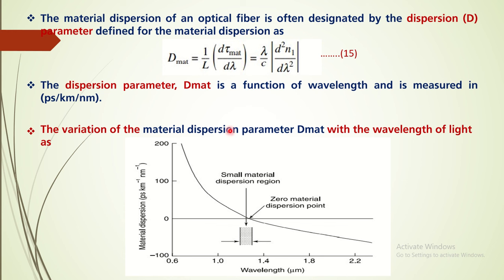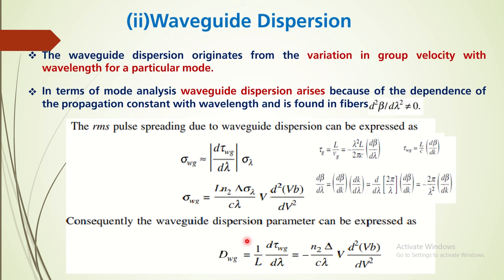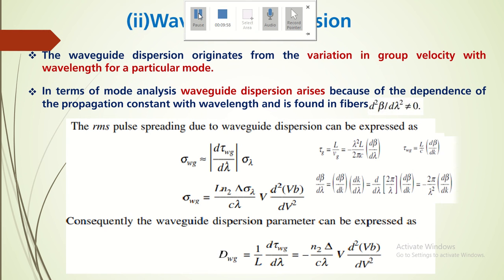The variation of the material dispersion parameter D mat with the wavelength of light is shown in this figure. When your source is operated at a wavelength of 1.3 micrometers, your dispersion will be very low. In other words, when your light source is operated at 1300 nanometers, your dispersion is 0. So that wavelength is commonly chosen for lower dispersion.